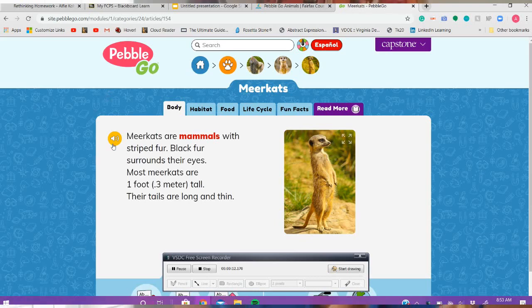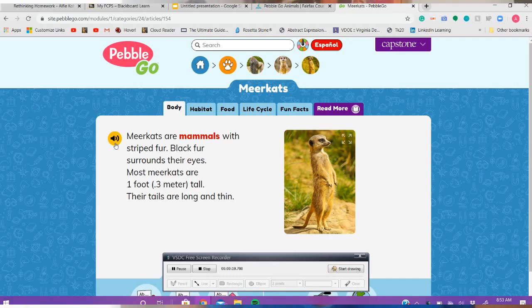Okay, does this tab answer any more of our questions? Our remaining questions are, how big can they grow and how many babies do they have? Habitat doesn't really answer any of those questions, so let's keep reading. Our next question is, how big can they grow? I'm looking at our tabs again: body, habitat, food, life cycle, fun facts. I'm going to guess that it's not in food. We already know it's not in habitats because we just read that. I'm going to check body because bodies grow.